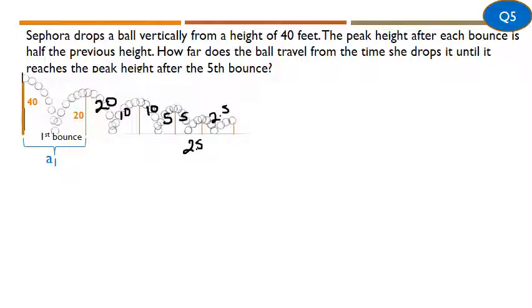So half of 2.5 is going to be 1.25 by the 5th bounce. Then all you're going to do is add up all of those numbers. So you're going to take 40 plus 20 plus 20 plus 10 plus 10 plus 5 plus 5 plus 2.5 plus 2.5 plus 1.25.